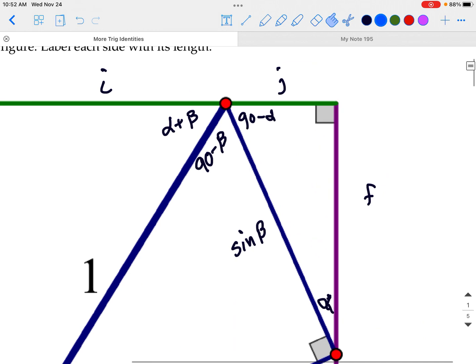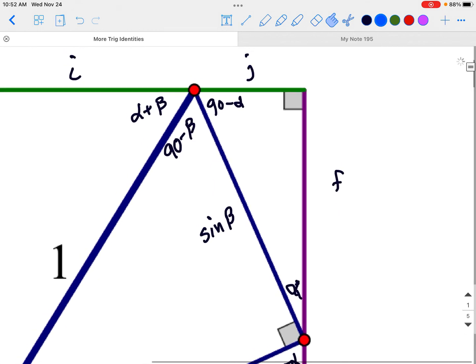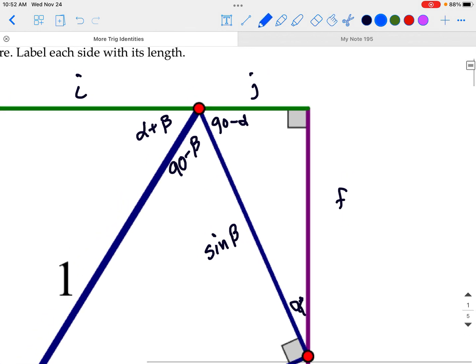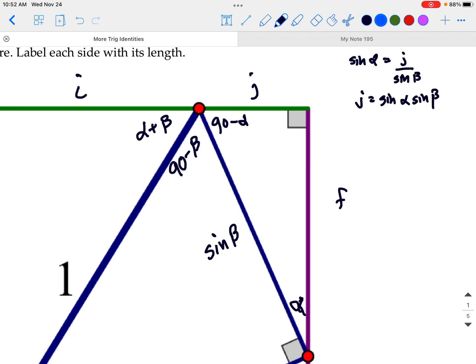Okay, so maybe we'll look at this triangle here on the right. And we can do, again, the same thing. So sine of alpha is going to equal, in this case, j over sine of beta, which means that j is sine alpha sine beta.